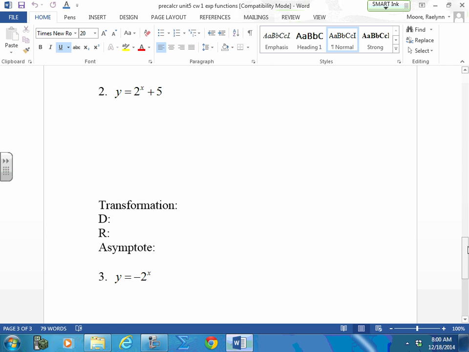Okay, now it's outside of the x. When it's outside of the x, the transformation, what does it affect? The y. This is a vertical shift which way? Up. Because it's positive. So let's start with your core graph. Let's start with y equals 2 to the x.